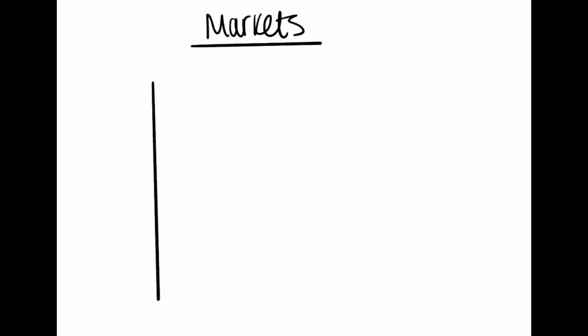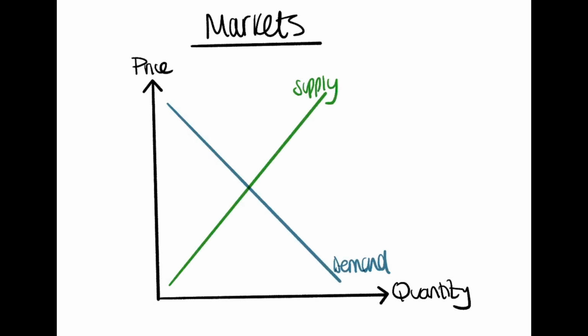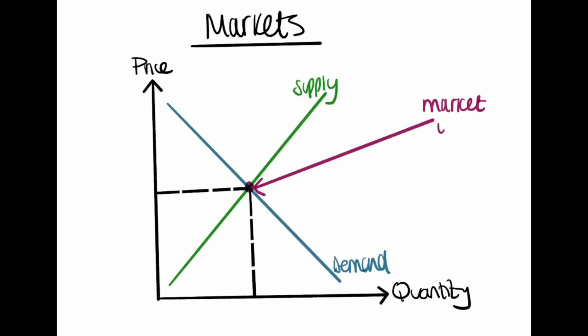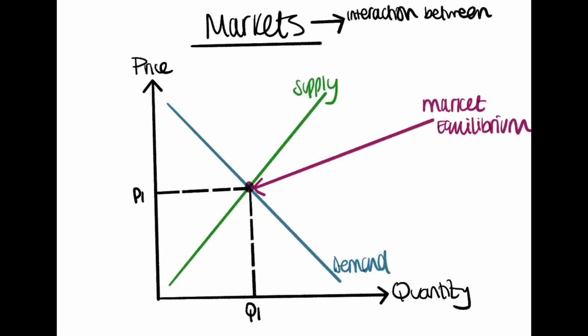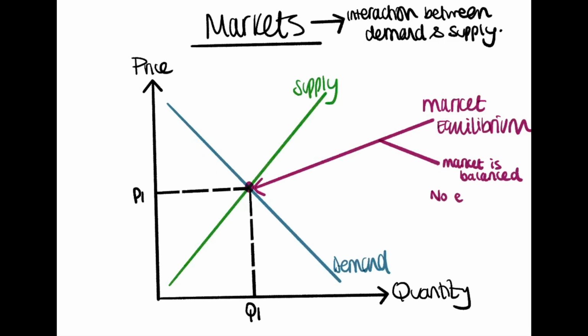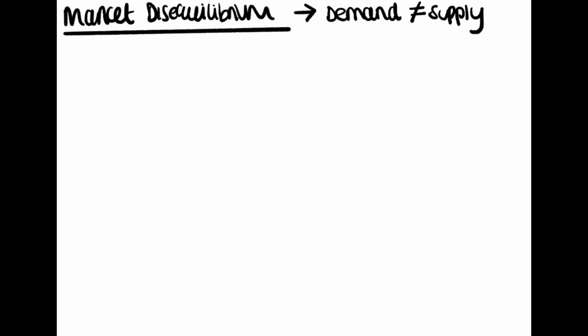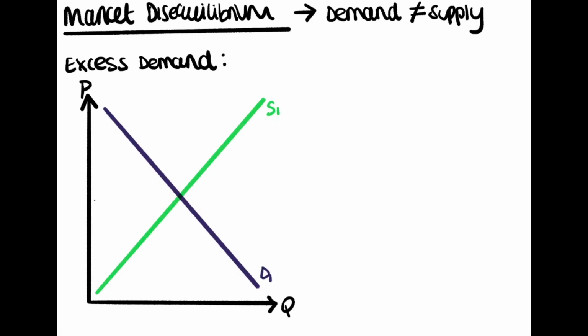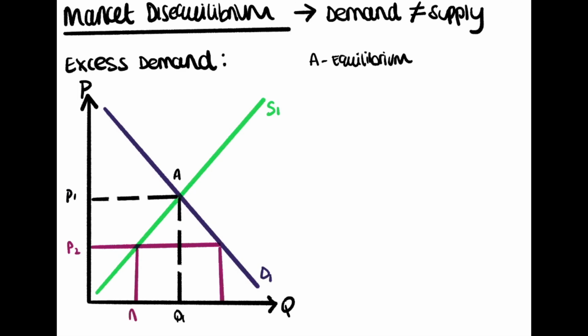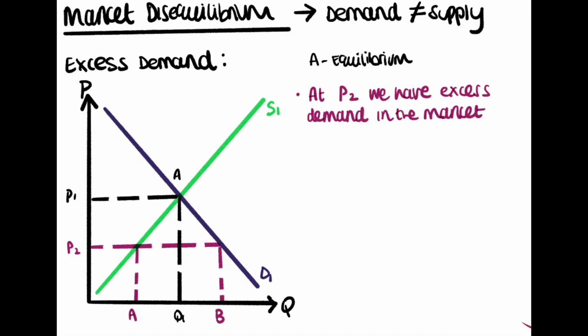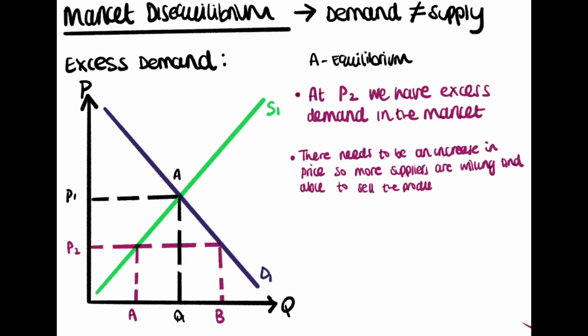In the previous video, we mentioned that the interaction between demand and supply determines the market equilibrium. At this point, the market is balanced and there is no excess demand or supply. What if the market was in disequilibrium? The graph below shows excess demand in the market. At price point 2, demand is higher than supply. Demand is at point B, but supply is in shortage at point A.